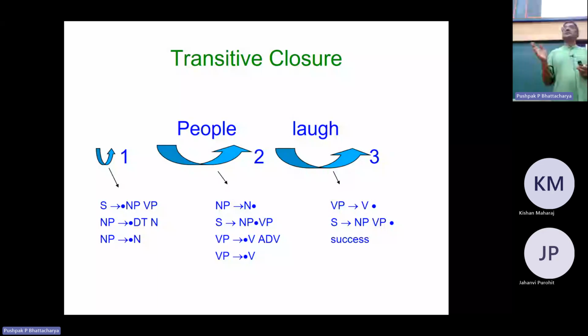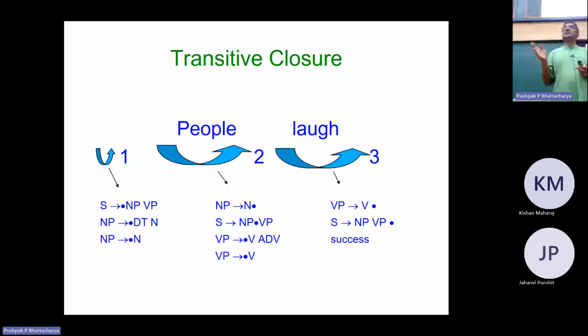So the VP's work is over. So the dot moves over VP. So S, NP, VP, the dot goes over VP. That finishes the work of finding S. So the parsing has succeeded. Okay, so this is a popular algorithm before CYK parsing came, and this is a rule-based algorithm. So this is called top-down, bottom-up parsing.